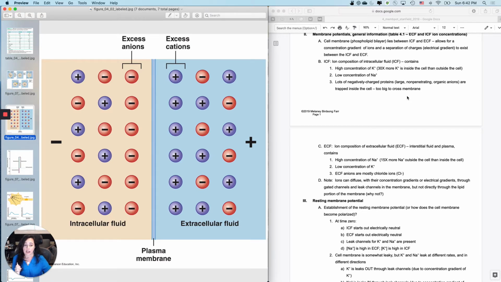And the other thing is in the ECF, in addition to the sodium and potassium that we talked about, there is also a relatively high concentration of chloride ions, which are negatively charged. So let's add those things in.